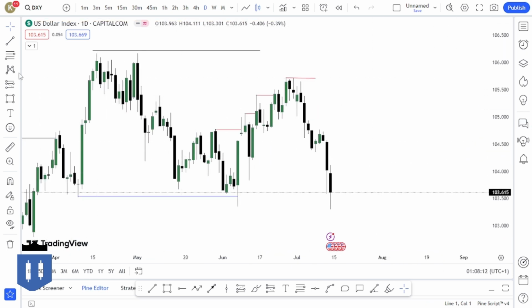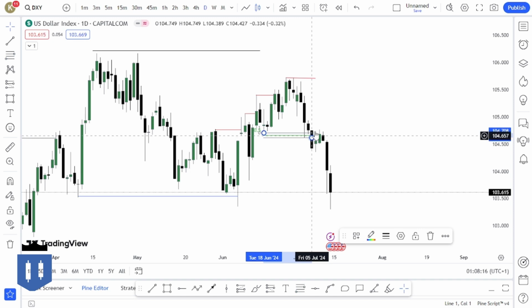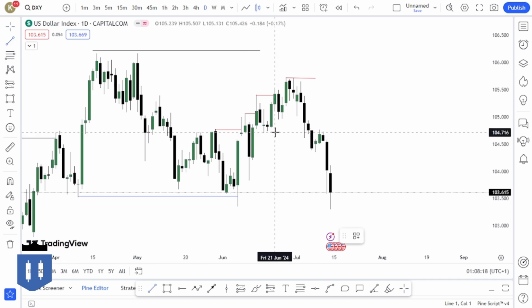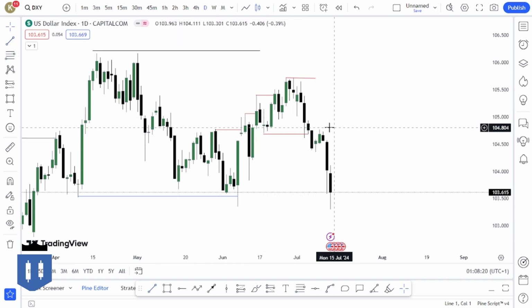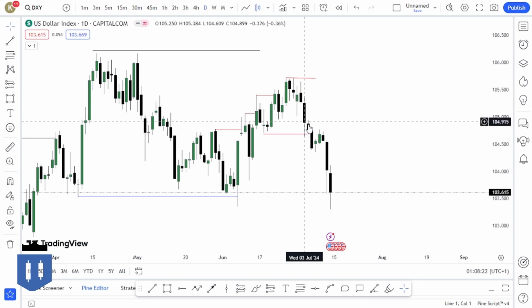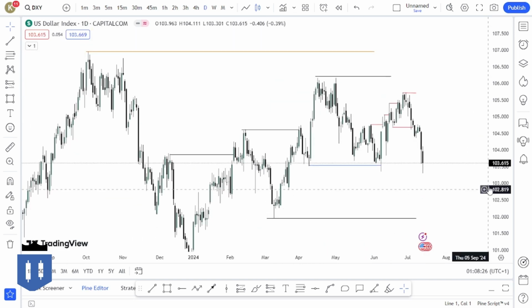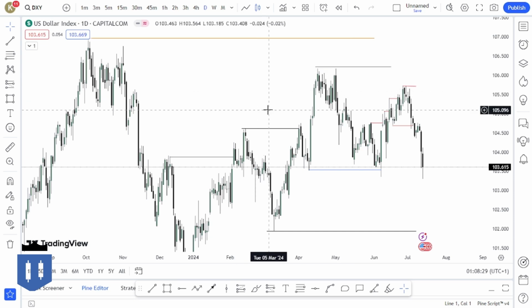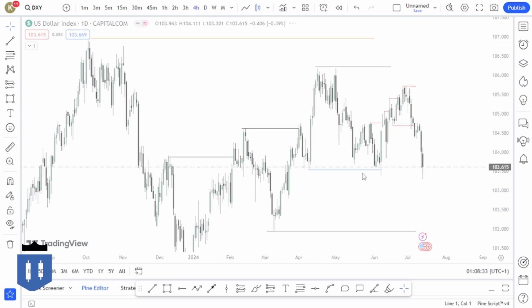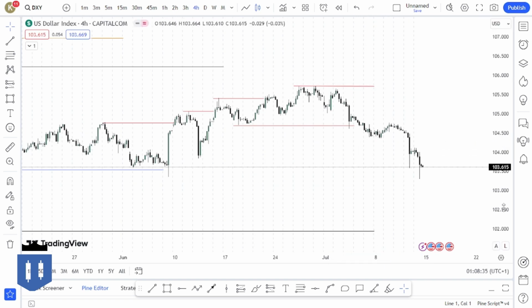Okay, you can see price broke this level, so we say coming down again, but this is structure for the daily time frame for DXY. Okay, and if you go to the 4 hours, let's see how it looks.